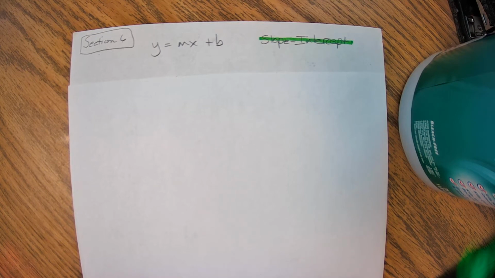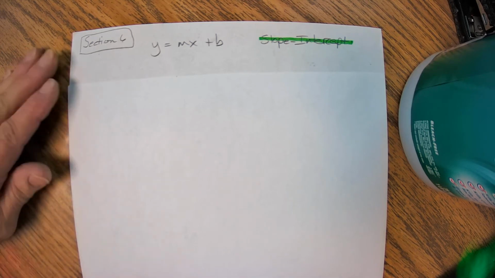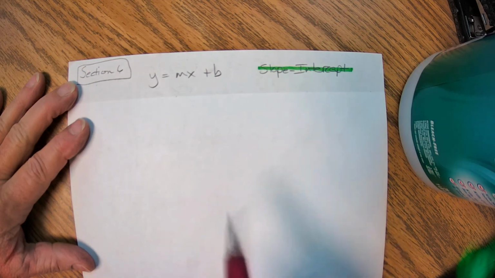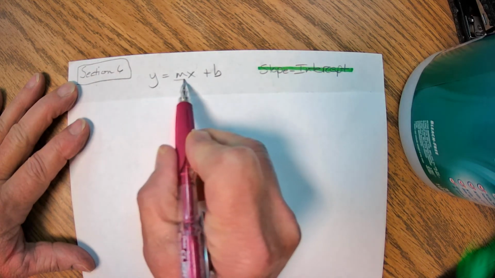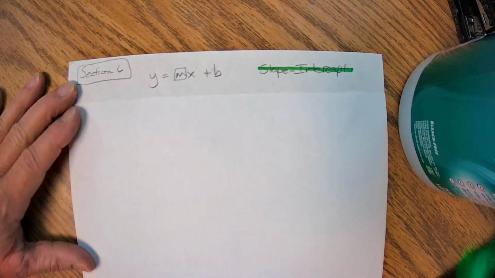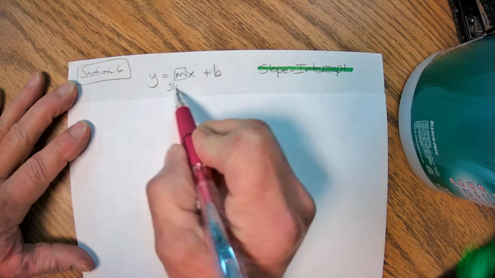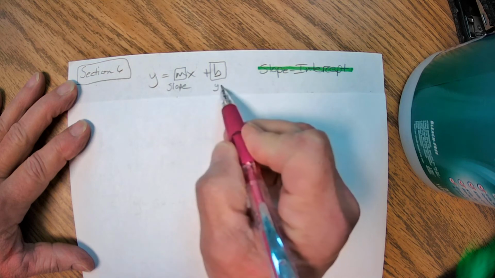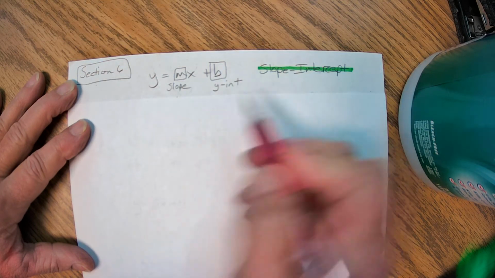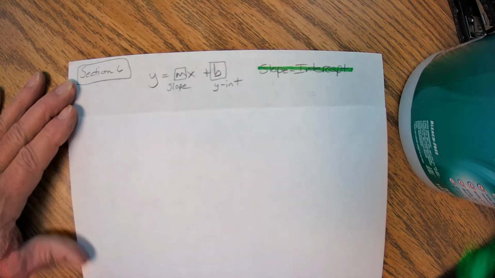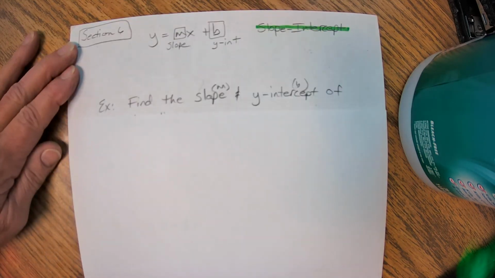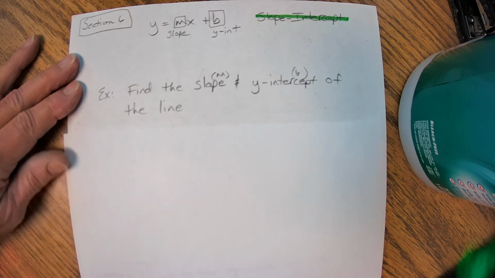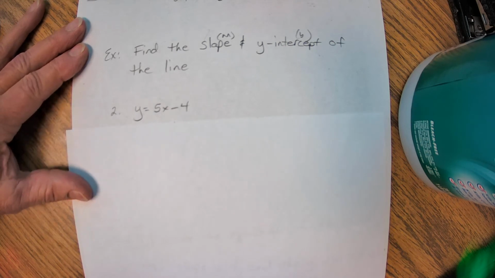So we're going to start this section with the equation of a straight line, and this is called the slope-intercept equation because the coefficient of x, which we're going to call m, remember, is the slope, and the constant at the end, which is b, is the point that the graph crosses the y-axis, and we call that the y-intercept.